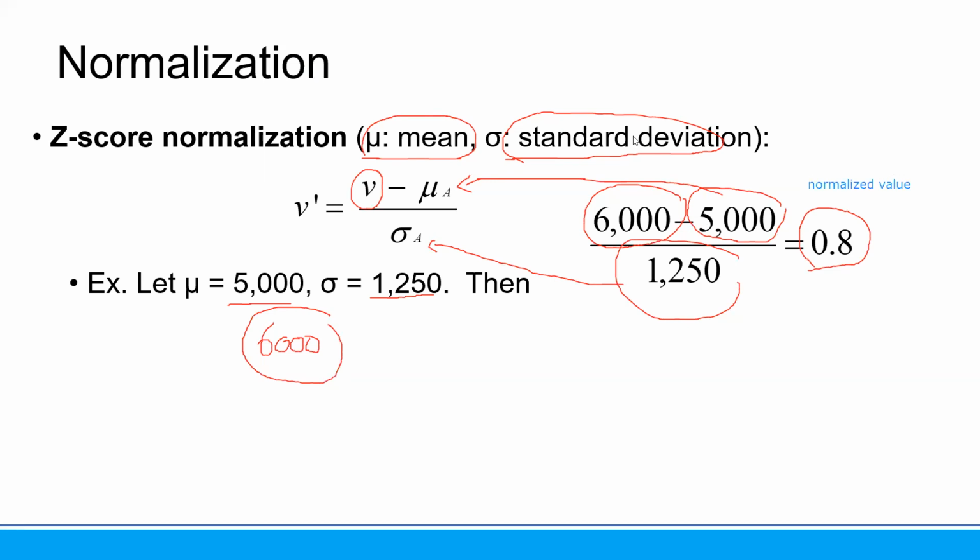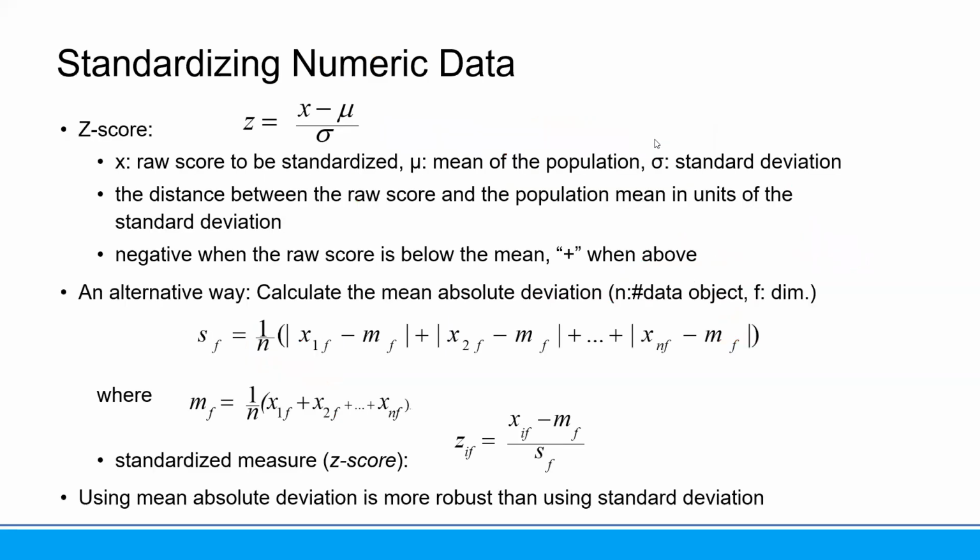So I can show you more details. This is the more detailed version for when you want to standardize numerical data. We have the Z-score. The Z-score is the value itself minus the mu, divided by the standard deviation. So X means the raw score, mu is the mean of the population, and then the standard deviation.